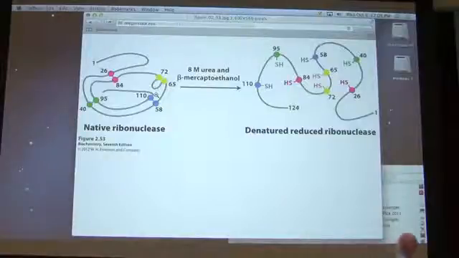Now, I'm going to say more about this protein in just a little bit, but I wanted to give you some background about this because it's going to come up later in the lecture again today. Yes, question?